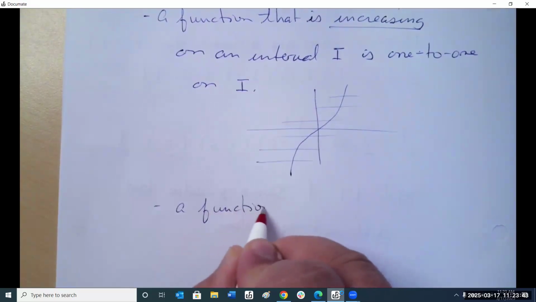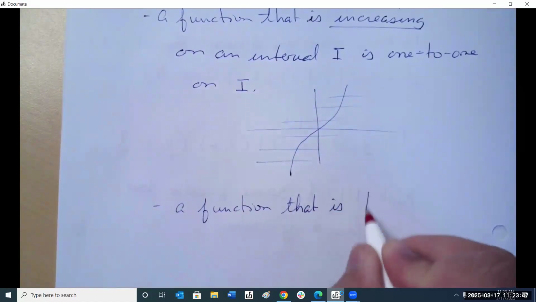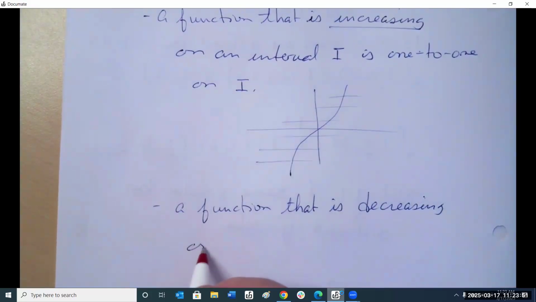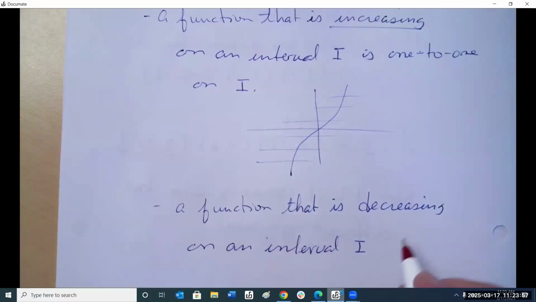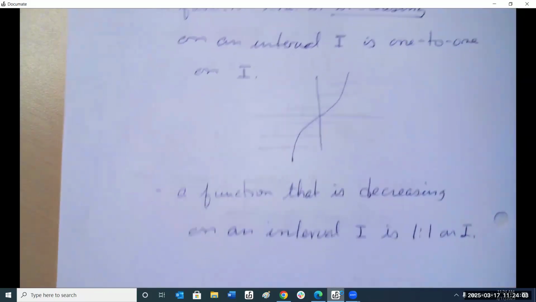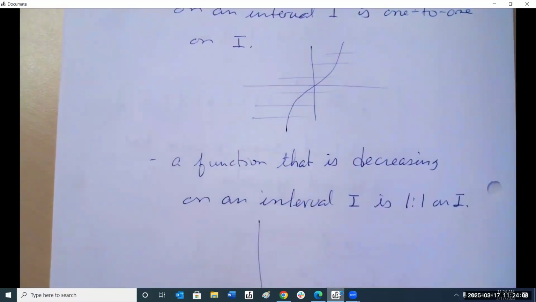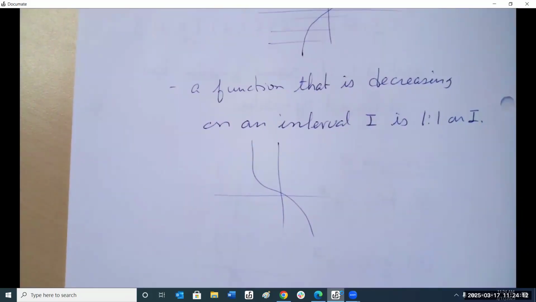A function that is decreasing on an interval I is 1-to-1 on I. Same reasoning, as long as it's continuously decreasing.